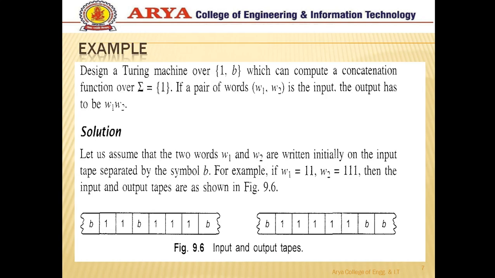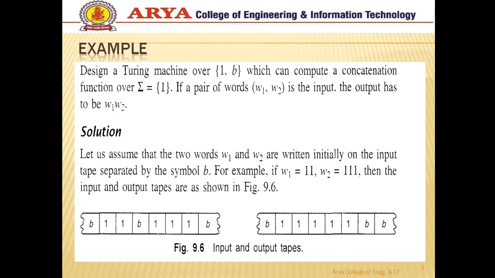We can see another example for this: design a Turing machine over the alphabet {1, b} which can compute a concatenation function over Σ = {1}. If a pair of words w1 and w2 is the input, the output has to be w1 w2. So we are given only the input symbol 1. We have to make two strings, w1 and w2, then find the output, that is w1 w2, the concatenation of these.